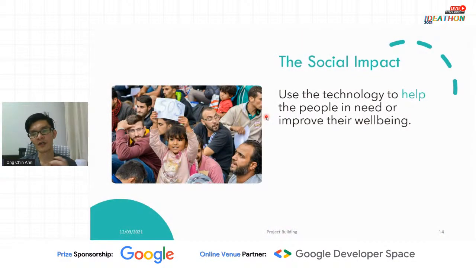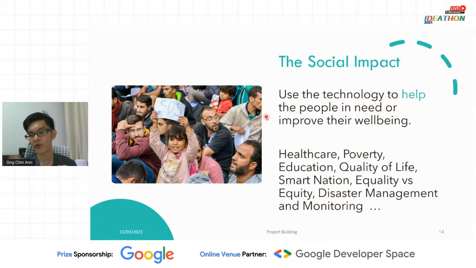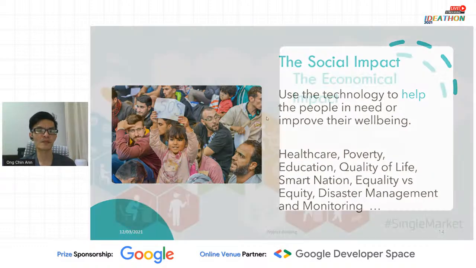Okay, so these are some of the examples, right? So I won't go into very much detail. Basically, if you want to come up with something that has social impact, probably you may want to use technology to help the people in need, or to improve people's well-being, right? Things like healthcare, poverty, quality education, quality of life, smart nations, equality versus equity, disaster management and monitoring, and so on. So these are the areas that you may want to look into, and you can think about how to solve those problems.